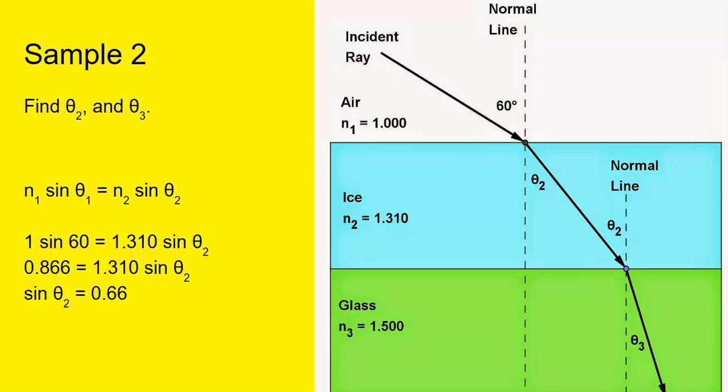So you got sine of theta 2. Well, that's the sine of the angle. How do you get the angle from that? You got to do the inverse sine.